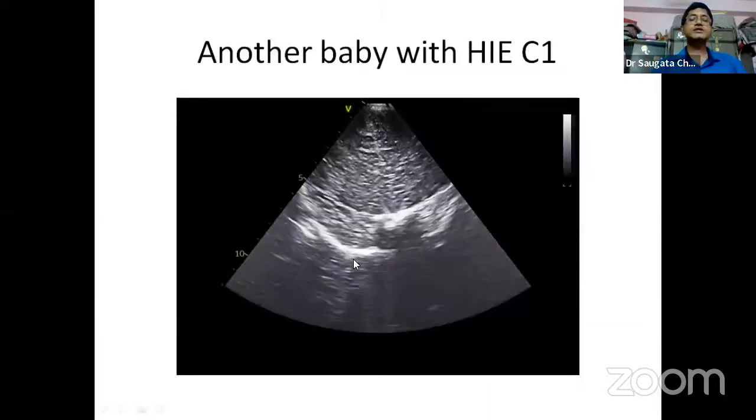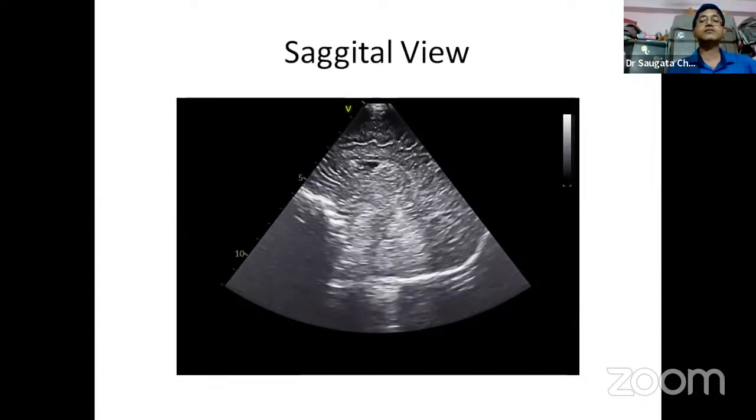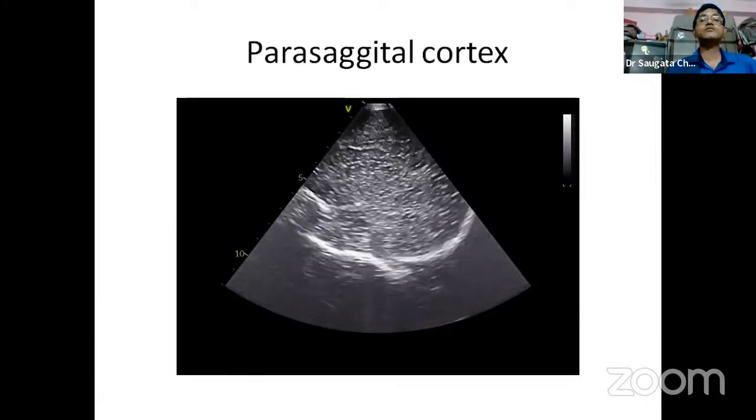I will not go into the details of Doppler. I think this is another view of HI. Here is a cerebral edema, so due to that you cannot differentiate any ventricles. Hardly are you seeing any ventricles. Gross cerebral edema, ventricles are not seen, and gray-white matter is also not differentiated here.